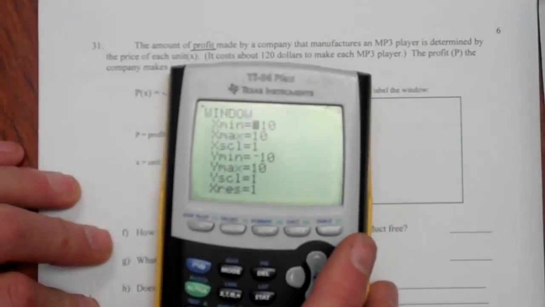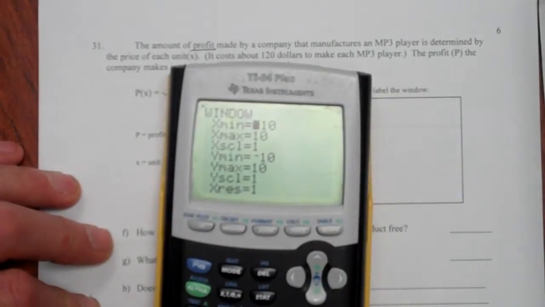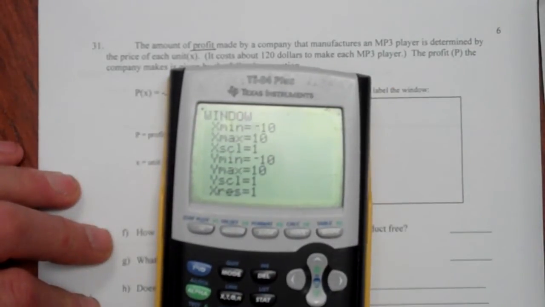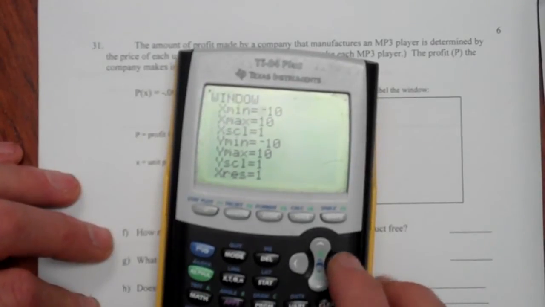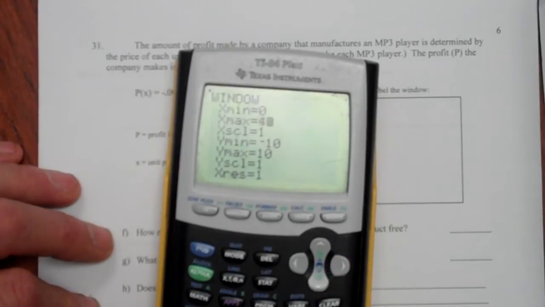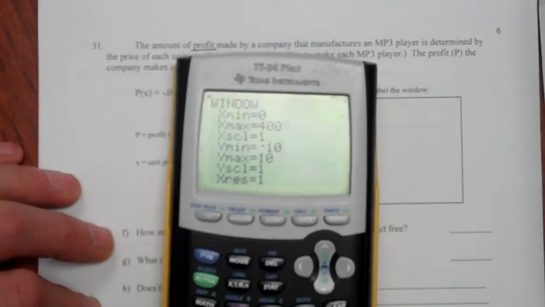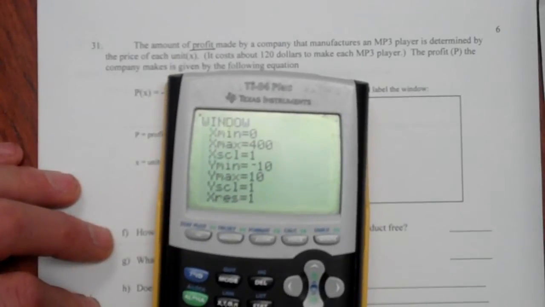If you think about this, X stands for the price in dollars, and we know it's going to cost us $120 to manufacture it. So we're going to need to charge at least $120, but not millions of dollars. A typical MP3 player back in the day, maybe they're cheaper now. The minimum price that I'll show on my graph will be 0, but that's unrealistic. The maximum price, let's say $400. That's well more than 120, but not insanely more.